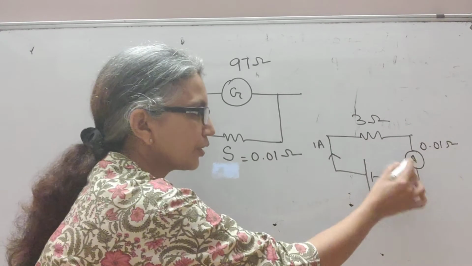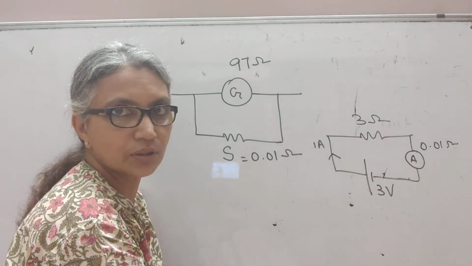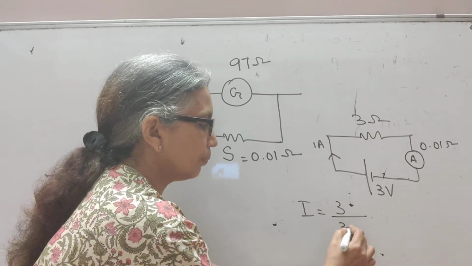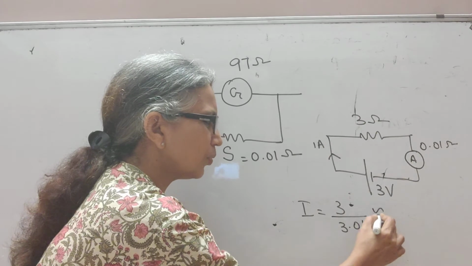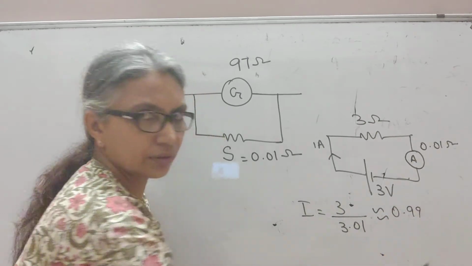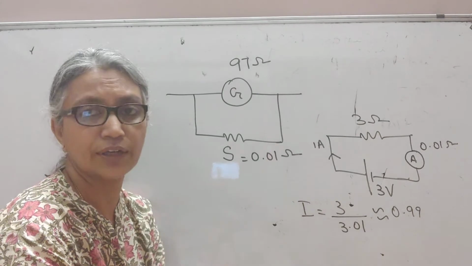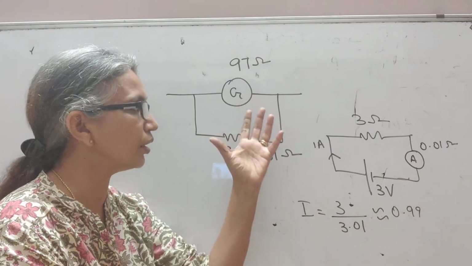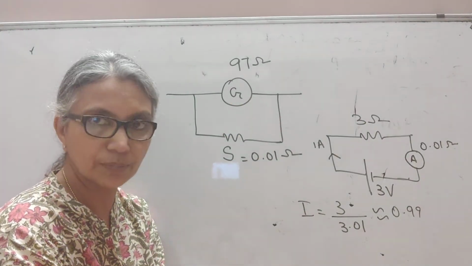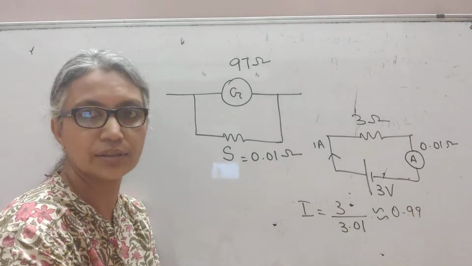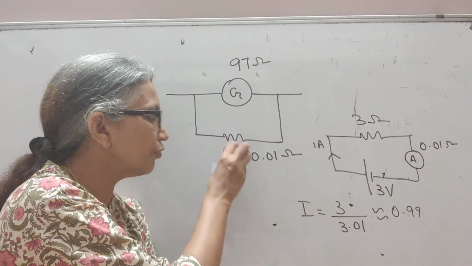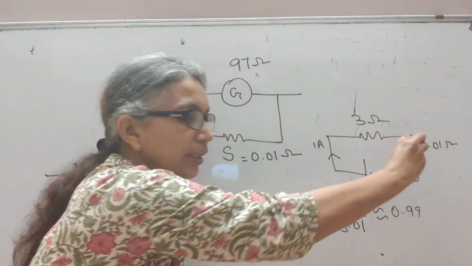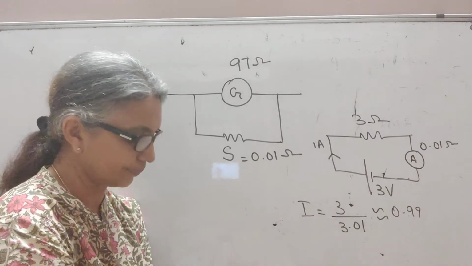Now what is the effective resistance here? 3.01. So the current I'm going to read is going to be 3 by 3.01, which will be almost equal to 0.99, which is very close to the actual value that you are supposed to read, very close to 1 ampere. So, by converting a galvanometer to an ammeter, you simply mean you are reducing the resistance of the galvanometer by connecting a very small shunt resistance in parallel to it, so that the effective resistance is ideally close to zero, very small values.